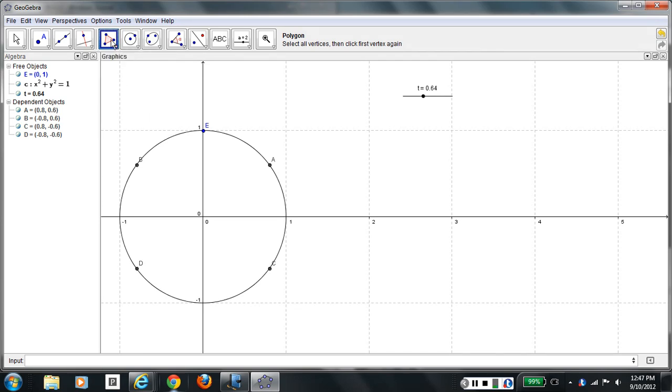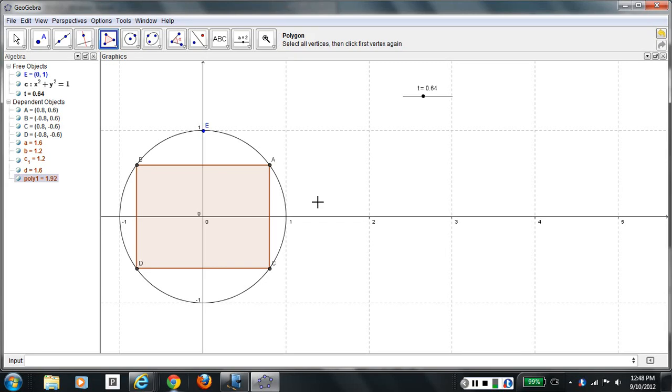And I just want to click the 4 points in order, either going around clockwise or counterclockwise, maybe A, B, C. So click on the A, and then the B, and then the D, and then the C, and close it up back to the A.